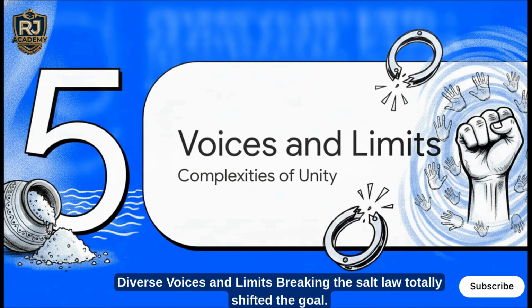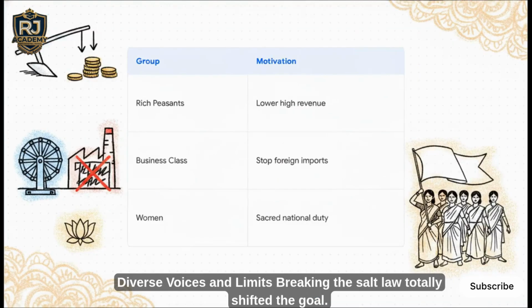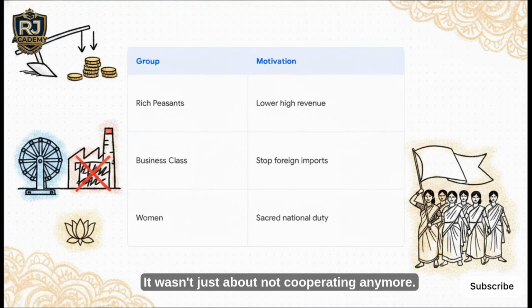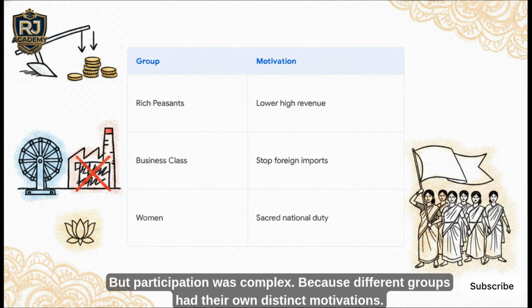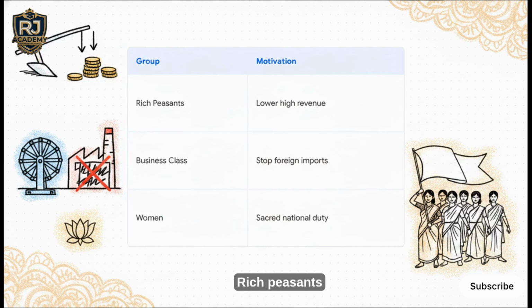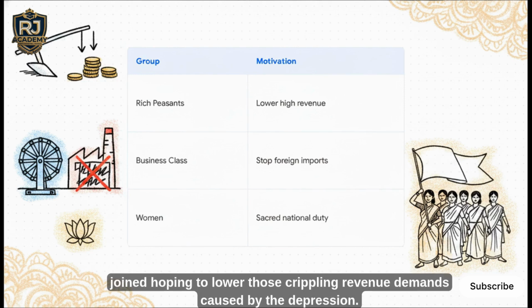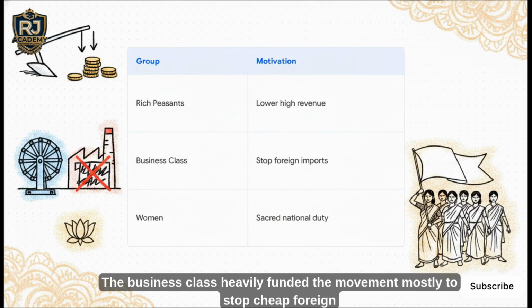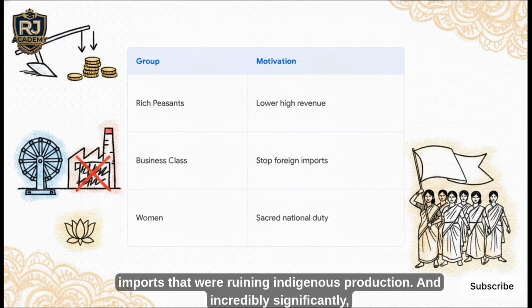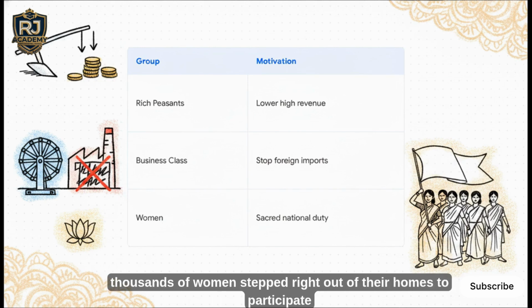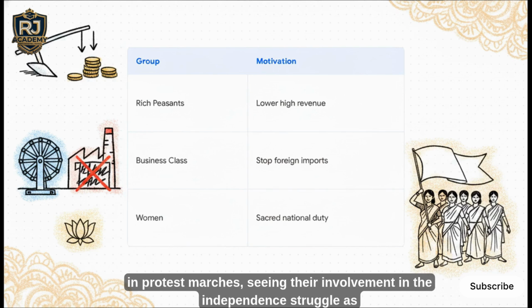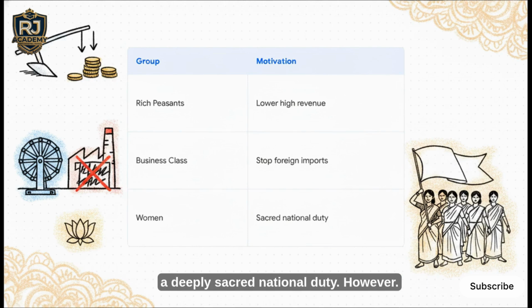Section 5. Diverse Voices and Limits. Breaking the salt law totally shifted the goal. It wasn't just about not cooperating anymore. It was about actively breaking colonial laws. But participation was complex, because different groups had their own distinct motivations. Rich peasants joined hoping to lower those crippling revenue demands caused by the Depression. The business class heavily funded the movement mostly to stop cheap foreign imports that were ruining indigenous production. And incredibly significantly, thousands of women stepped right out of their homes to participate in protest marches, seeing their involvement in the independence struggle as a deeply sacred national duty.